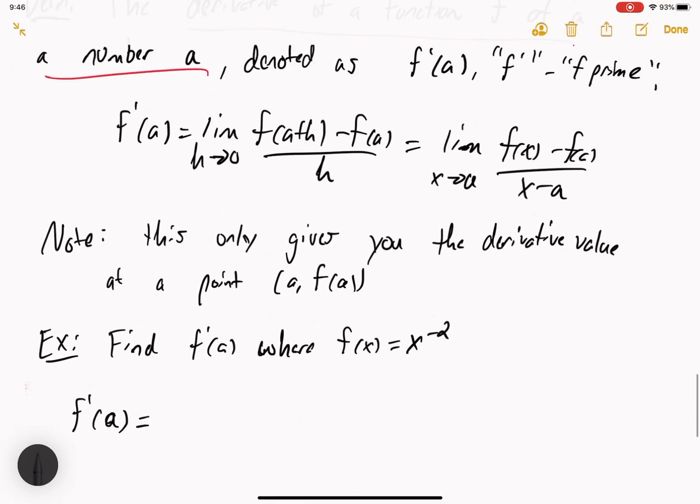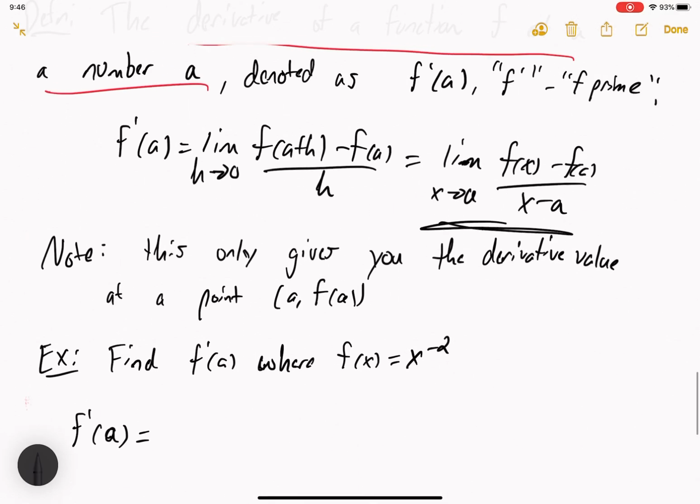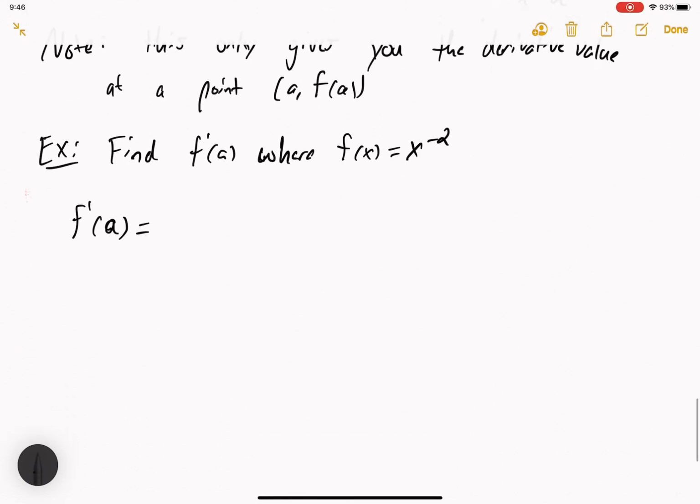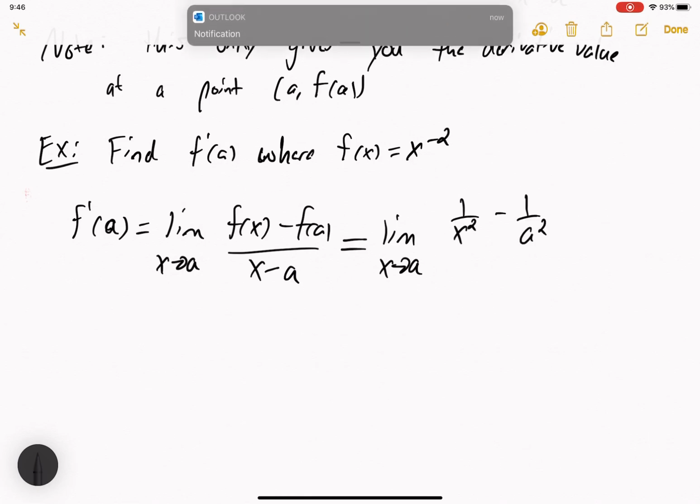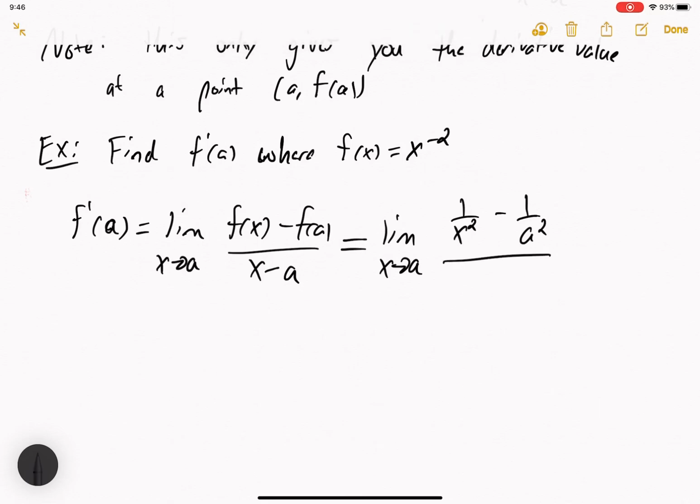I'm going to use this definition right here, but you're also welcome to use the other one. So we have the limit as x goes to a of f of x minus f of a divided by x minus a. Now let's plug it in. So we get 1 over x squared minus 1 over a squared, divided by x minus a.